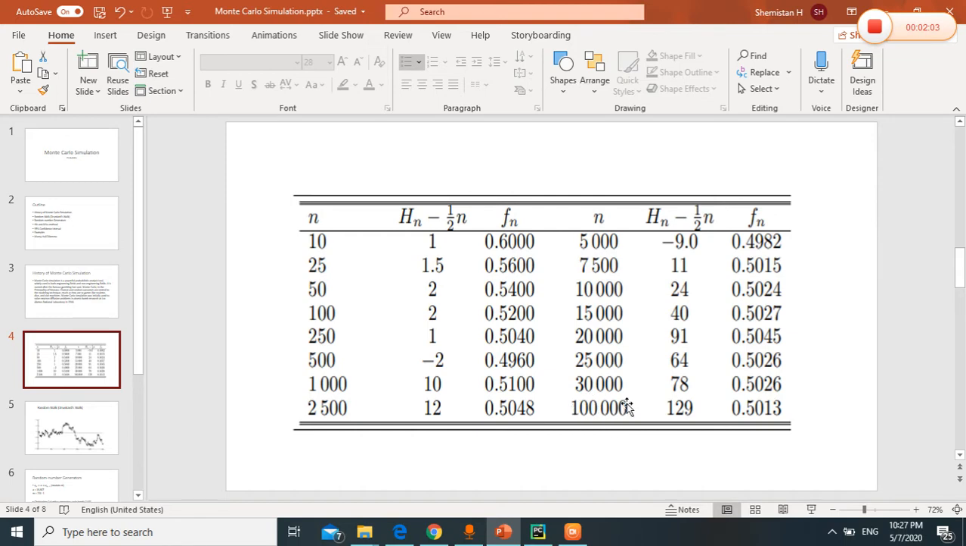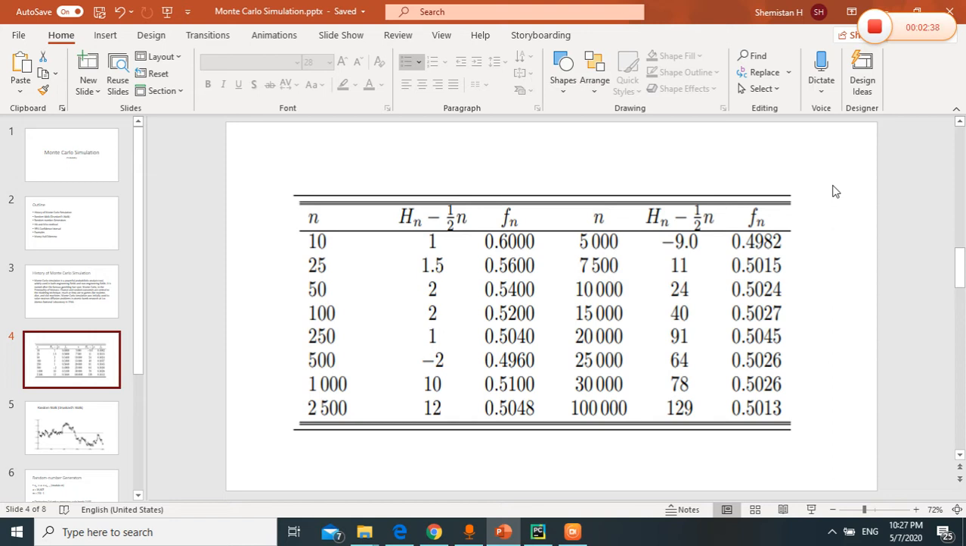For example, here we have simulated 100,000 times, and it is 50%, and this is Hn minus n over 2. Hn is the number of observed heads, and n over 2 is the number of expected heads. And the difference between heads and tails coming out increases when the number of simulations increases, and it is not something unusual. It can be explained with a mathematical phenomenon.